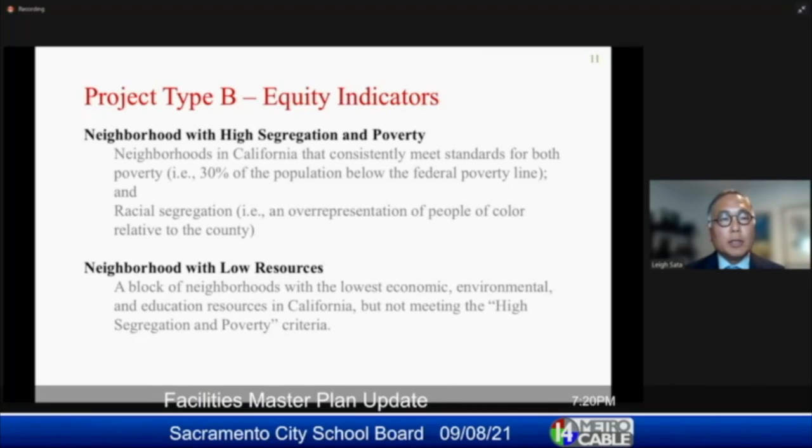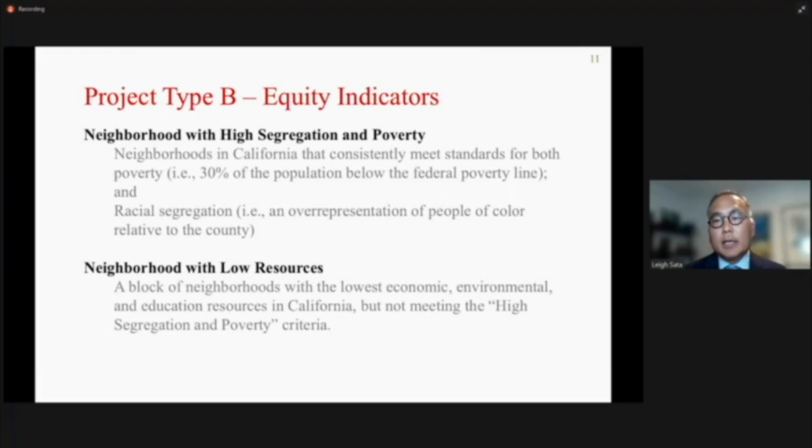So first of all, we are looking at neighborhoods that have high segregation and poverty. These would be identified as neighborhoods in California that consistently meet standards for both poverty, which means 30% of the population is below the federal poverty line, and they are racially segregated, meaning they're overrepresented by people of color relative to the overall county.